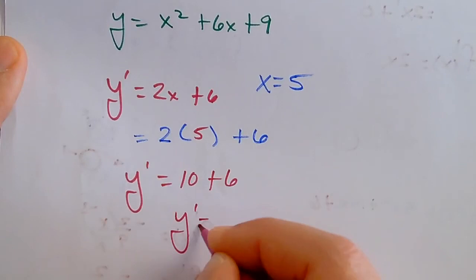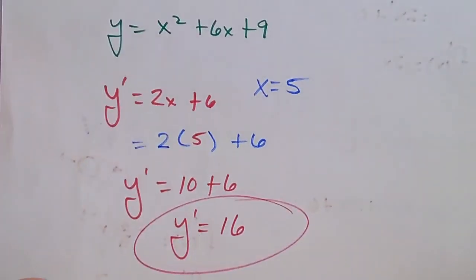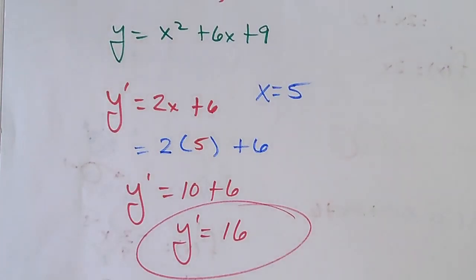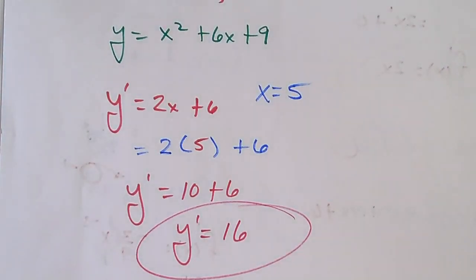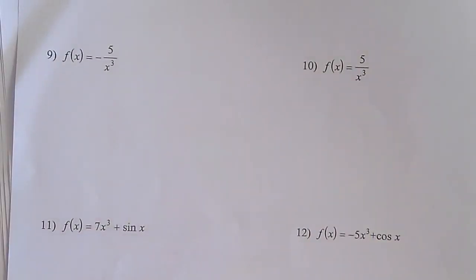So my derivative would be 16. So that would be my slope, that value, that derivative at that x value of 5. Okay, the slope of that graph would be 16 over 1. Okay, that's the value I'd be plugging into my math button. Okay, any questions, y'all? So those people at home, I'm doing number 9.